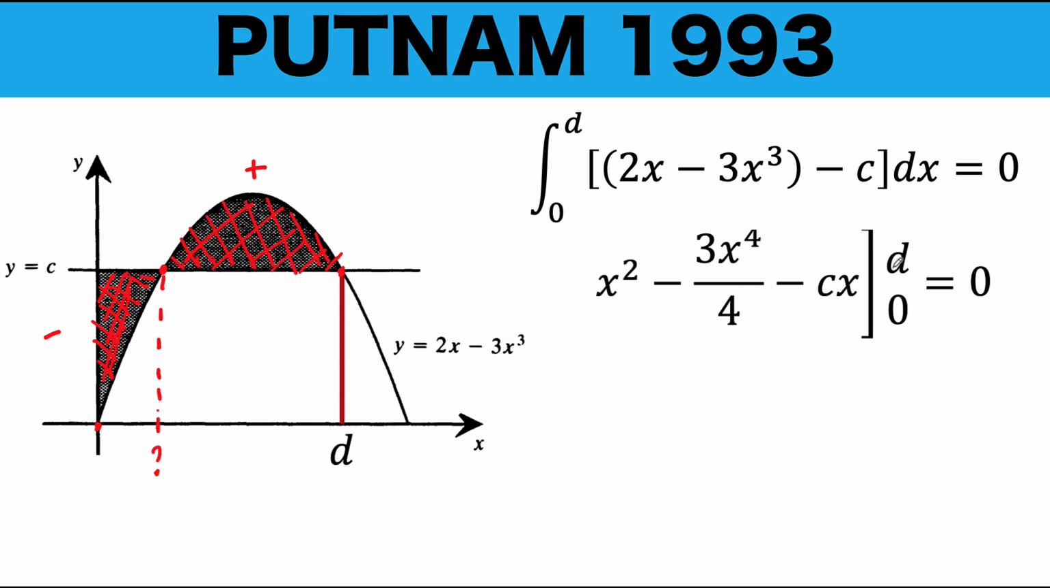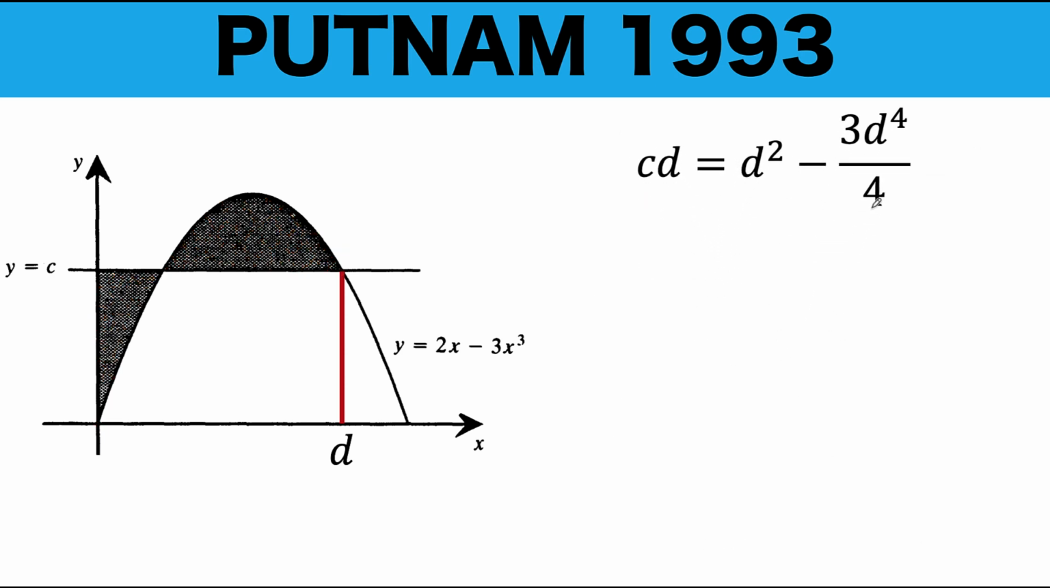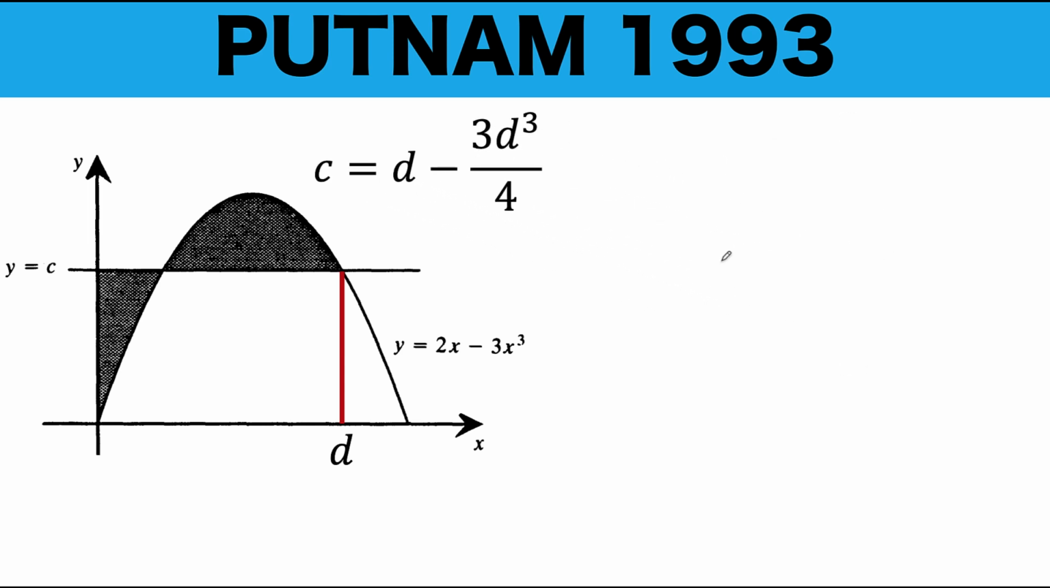Now substituting the values d and 0 for x, we evaluate this definite integral as d squared minus 3d to the fourth over 4 minus cd. Then simplifying this algebraic expression, let's add cd to both sides of the equation. Then let's solve this equation for c. Let's interchange the left side and the right side of the equation and divide both sides by d to arrive at c equals d minus 3d cubed over 4. Let's remember this value.